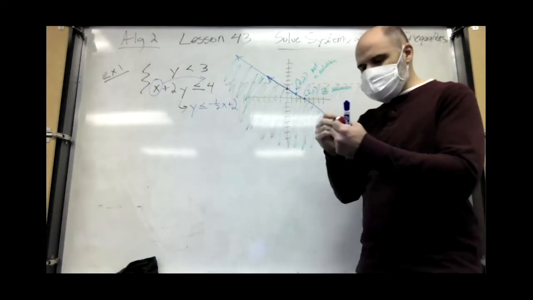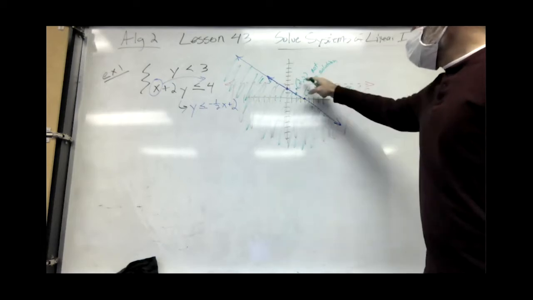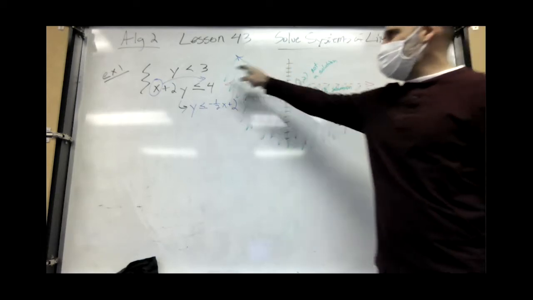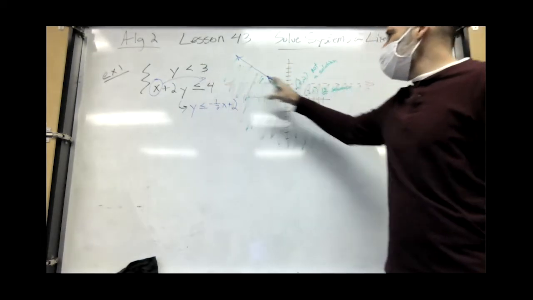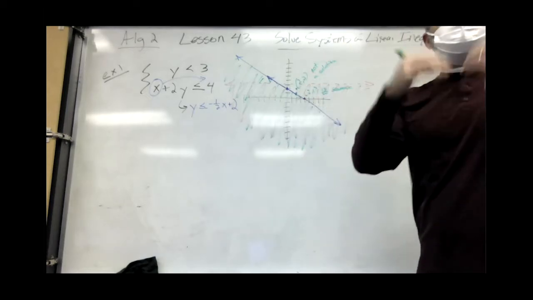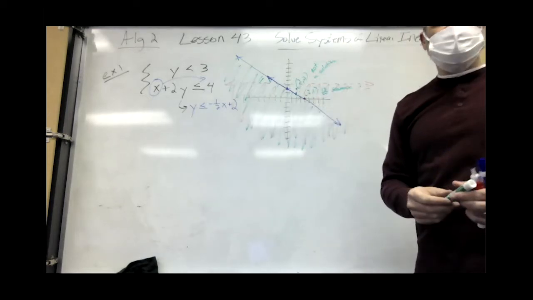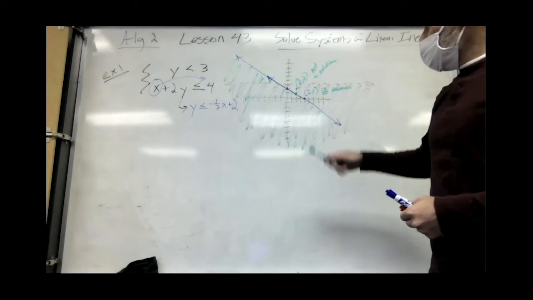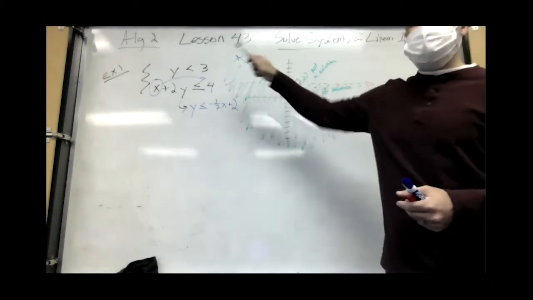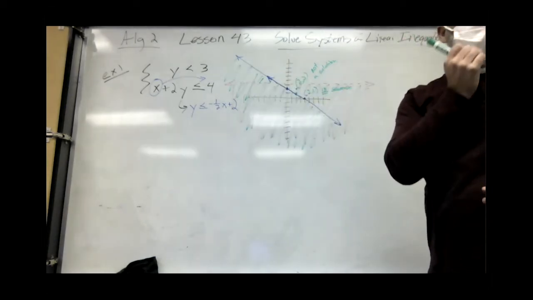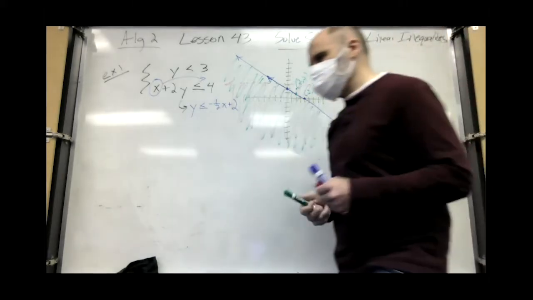Well, I mean, it's a solution. Like 2, 2 is still a solution to the red equation, to y is less than 3, but it's not a solution to the system of linear inequalities, because it has to be true for both linear inequalities, okay? All right, let's try another one.